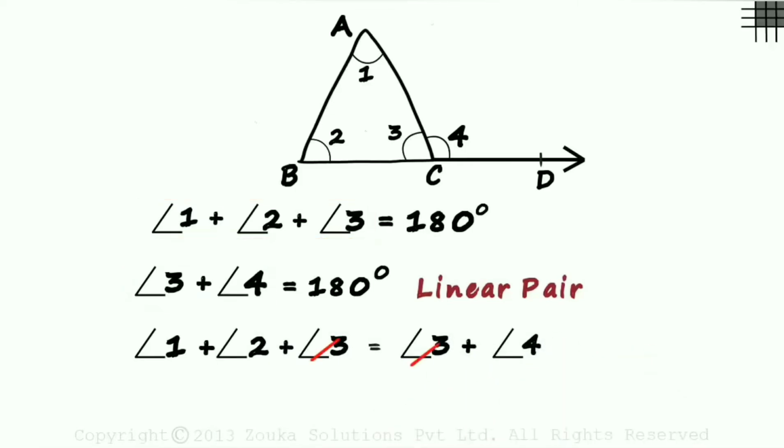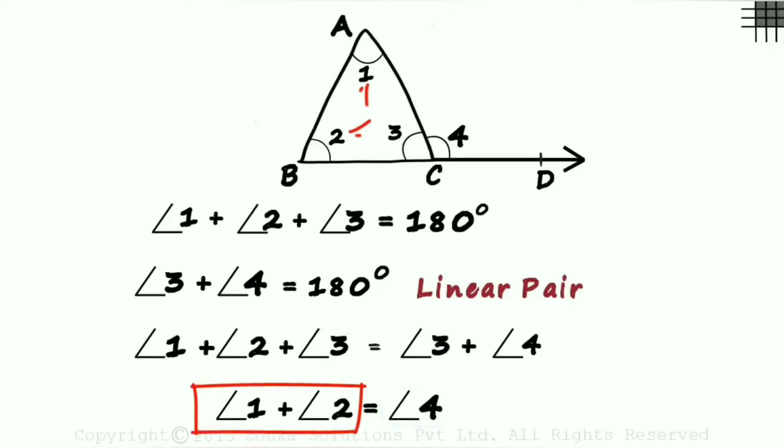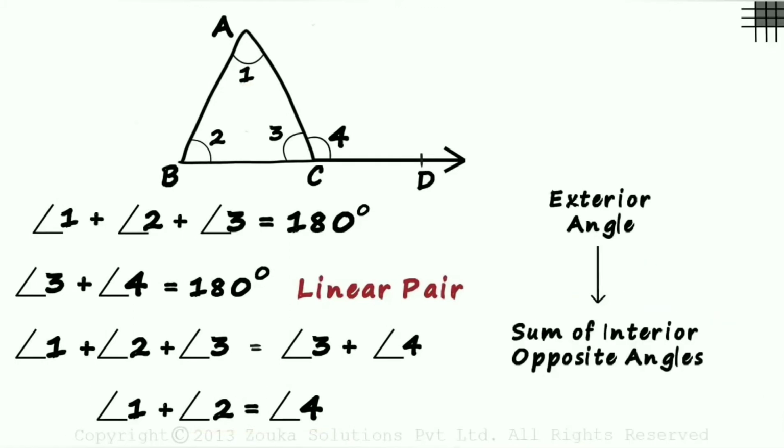Subtracting the measure of angle 3 from both the sides, we can say that angle 1 plus angle 2 is equal to angle 4. If you noticed, angle 4 is the exterior angle and angles 1 and 2 are the interior opposite angles. This proves that the exterior angle of any triangle is always equal to the sum of its interior opposite angles.